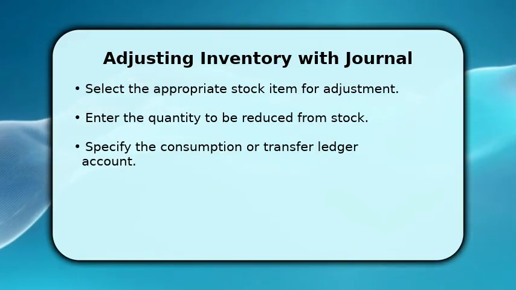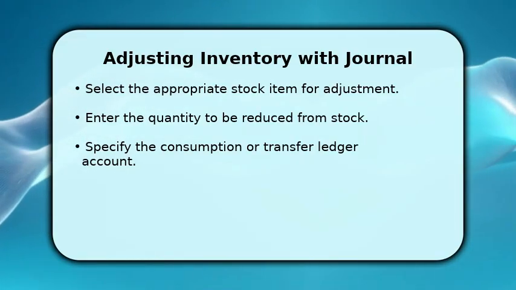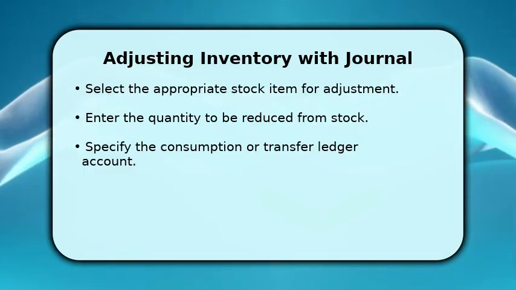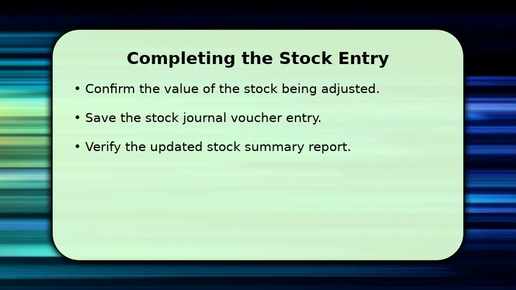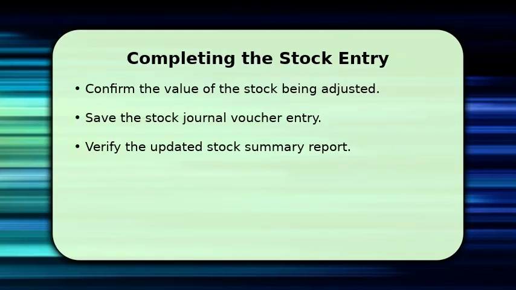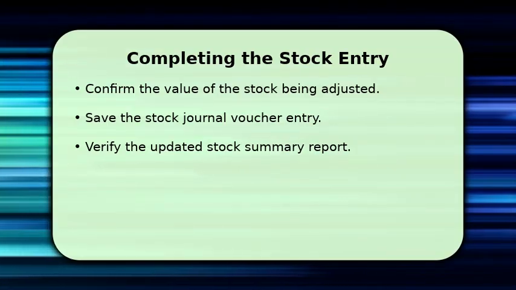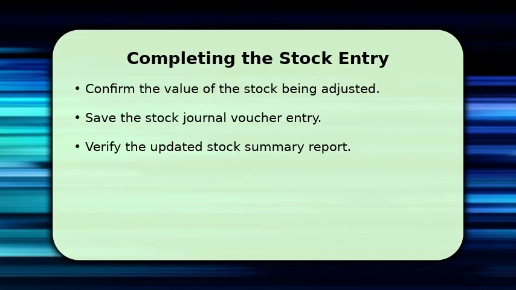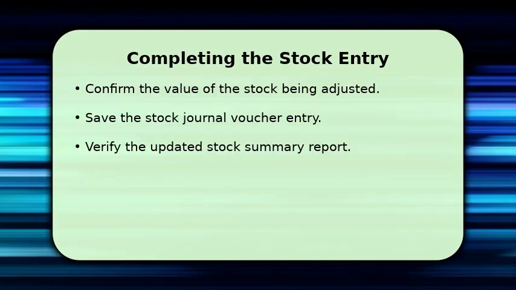Choose the appropriate ledger, such as goods issued or stock adjustment, to account for this reduction. After entering the quantity, Tally Prime will automatically calculate the value of the stock being adjusted. Carefully review these details to ensure accuracy. Once satisfied, accept and save the stock journal voucher entry. This action finalizes the adjustment, updating your inventory records immediately.